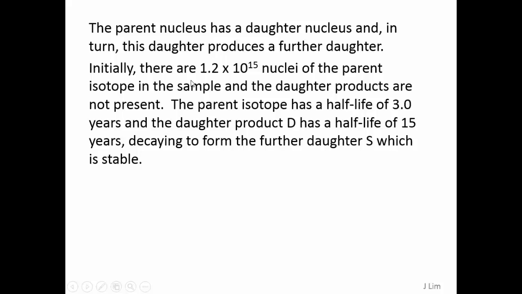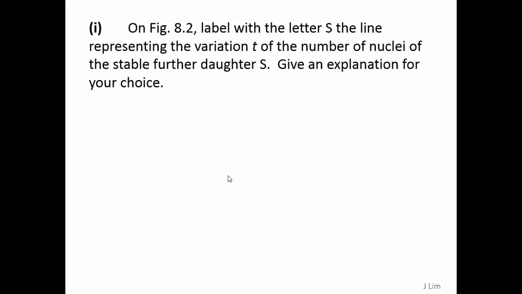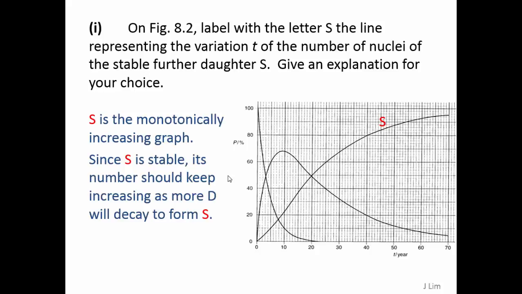Initially, there are 1.2 times 10 to the power 15 nuclei of the parent isotope in the sample, and the daughter products are not present. The parent isotope has a half-life of 3 years, and the daughter product D has a half-life of 15 years, decaying to form further daughter S, which is stable. On figure 8.2, label with the letter S the line representing the variation with time t of the number of nuclei of the stable further daughter S. Give an explanation for your choice.